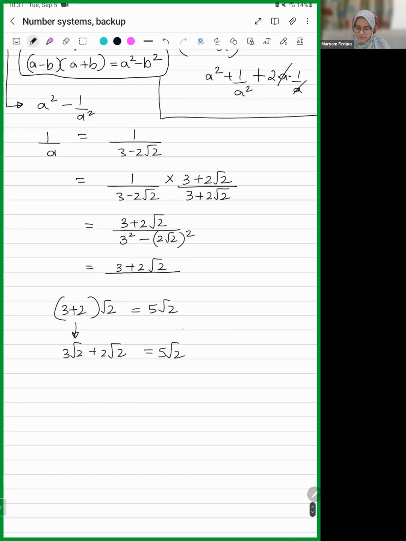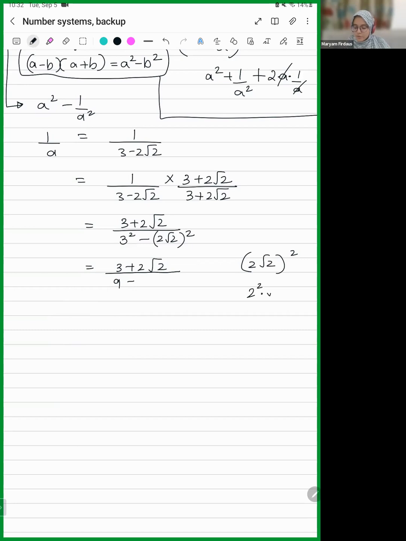Now what is the denominator? 3 square is 9 minus 2 root 2 whole square. It means the square is there on the 2 also and on the root 2 also. This is 2 square into root 2 square. So 2 square is 4 multiplied by root 2 square, which is 2. So 4 twos are 8. 9 minus 8. So this becomes 3 plus 2 root 2 by, what is 9 minus 8? 1.